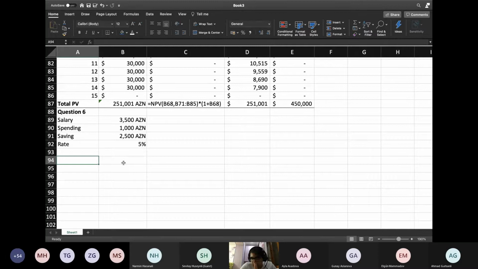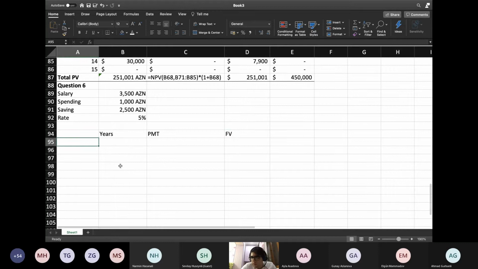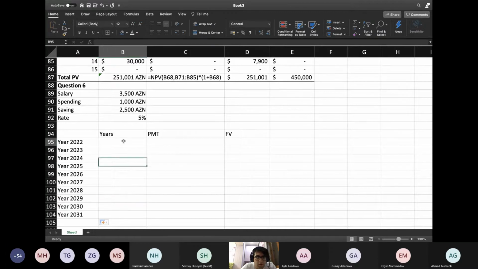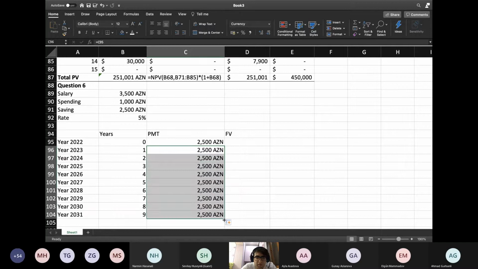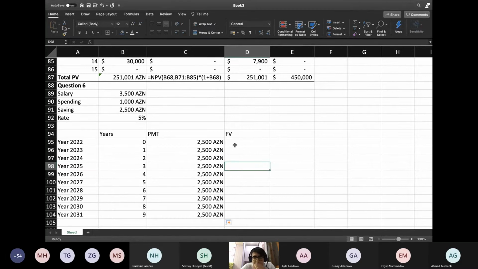Let's draw our timeline firstly. Years, PMT, and future value. We have year 2021, year 2023. Let me drag it down here. Okay, it is year 0, it is year 1, and this is 9. We have payments, this amount of money. Equal payments at year beginning, 2,000 AZN. It should be AZN, yes.